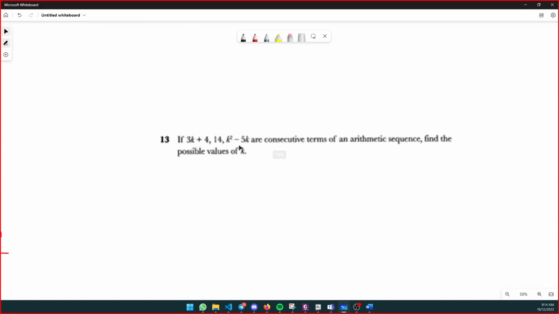If 3k plus 4, 14, and k squared minus 5k are consecutive terms in an arithmetic sequence. So we don't know where it starts. This could be the first term, or the second term, or it could be anywhere in the sequence. So how do we first solve this question? We solve this through the formula. You have to remember this: L equals A plus (n minus 1)d.